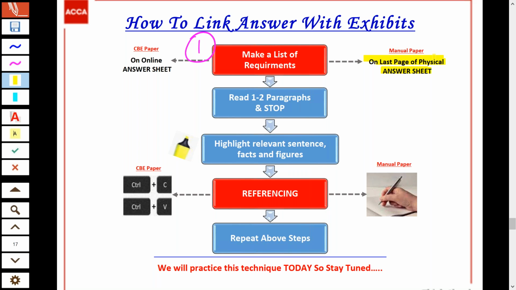Okay, the CBE paper people, you will need to copy and paste the requirements onto your online word processor. For CBE students, you are not allowed to have any kind of paper or pen on your table, so you're not able to write it. Your paper is on the screen, your answer sheet is on the screen. You just select the requirement and copy paste it onto your answer sheet.